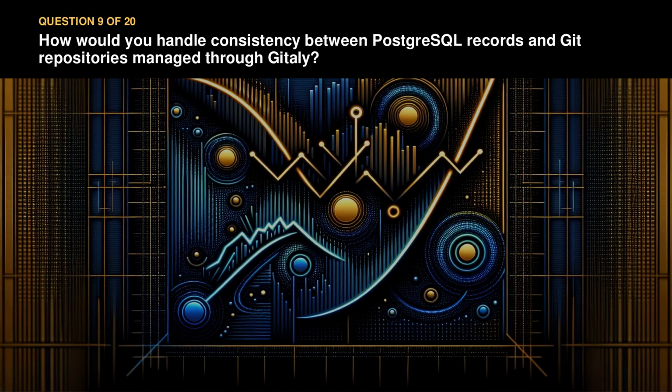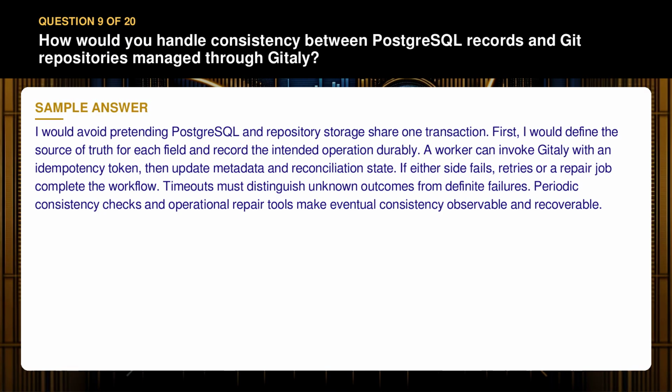Question 9. How would you handle consistency between PostgreSQL records and Git repositories managed through Gitaly? I would avoid pretending PostgreSQL and repository storage share one transaction. First, I would define the source of truth for each field and record the intended operation durably. A worker can invoke Gitaly with an idempotency token, then update metadata and reconciliation state. If either side fails, retries or a repair job complete the workflow.